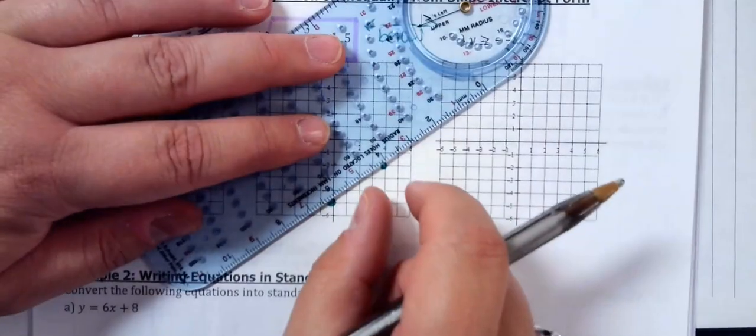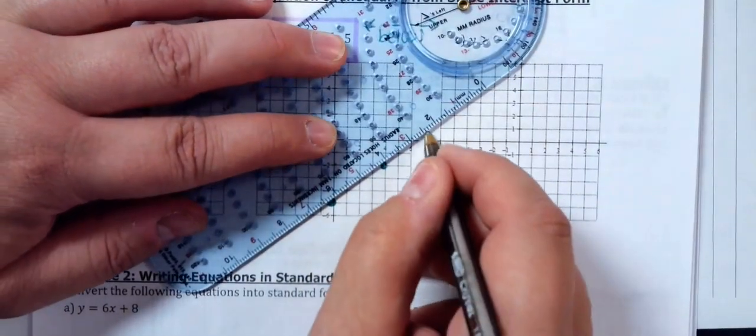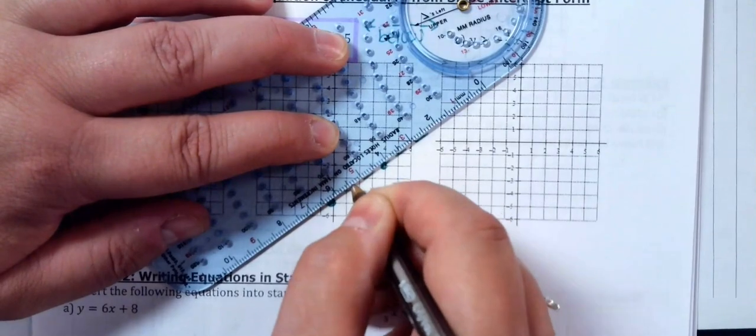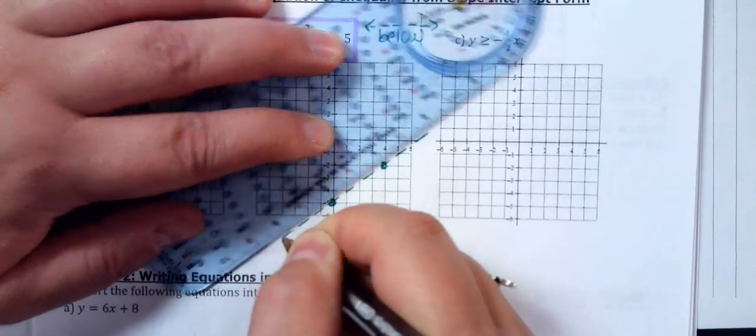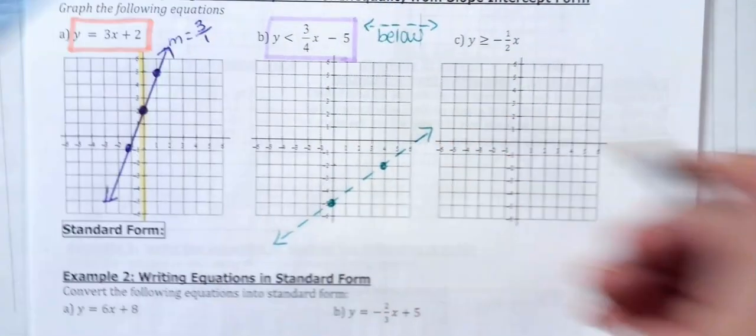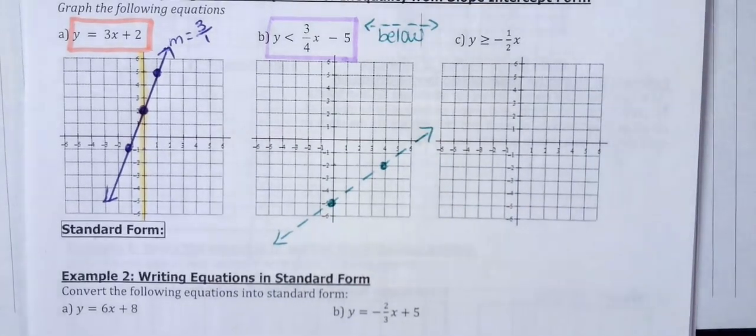So now when I play connect the dots here, I'm going to do my best to make a dashed or dotted line. That just means the points along this line would not actually satisfy the inequality. They're not part of the solution. Sometimes they'll call that a boundary line. And I want to shade below.